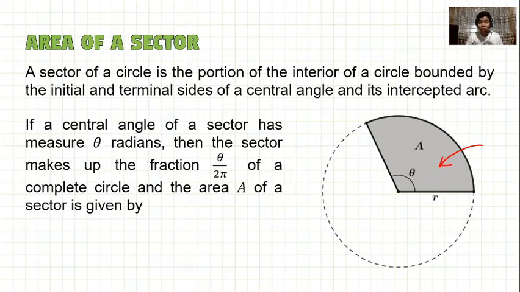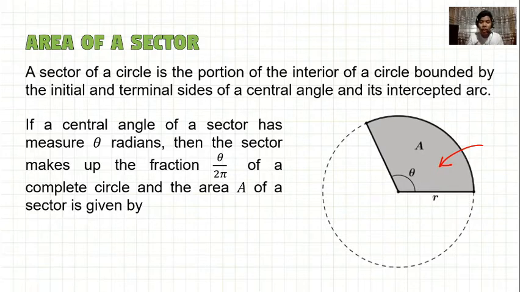Why is that? Take note that this sector has the angle theta radians, and the whole circle, one full circular rotation, is just equal to 2 pi radians. So that portion now is just equal to theta radians over 2 pi radians, or just theta over 2 pi. That's why the sector makes up a fraction equal to theta over 2 pi of a complete circle.